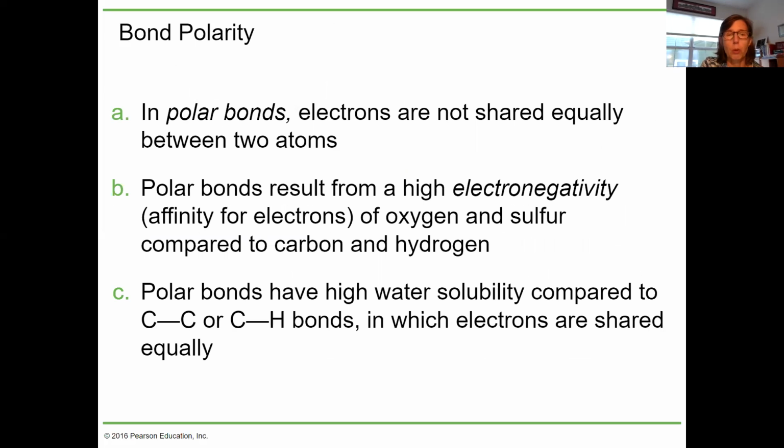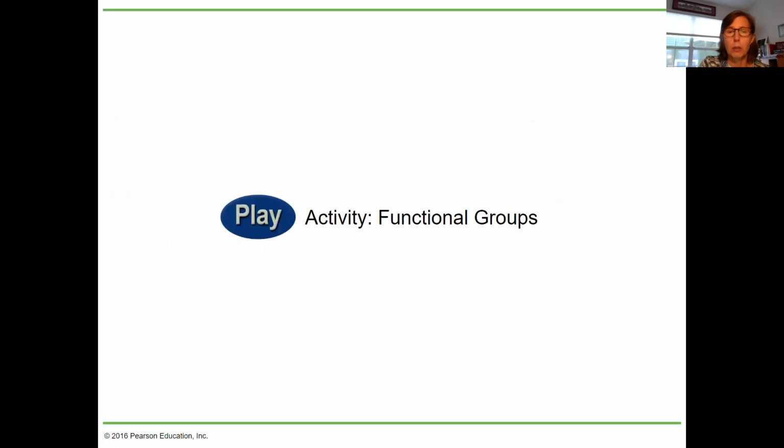Okay, polarity. So we'll talk a little bit about water, but think about this term electronegativity, and how a particular atom in a compound can be more electronegative or electropositive. Another term, polar bonds. What does that mean? Well, it means that the electrons are not shared equally between 2 atoms. Think about the water molecule. You have a very electronegative oxygen and partial positive charges on the hydrogen atoms. So those are polar bonds, not equally shared.